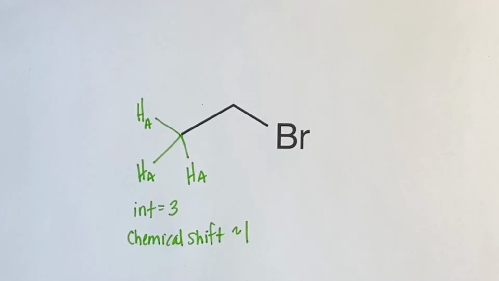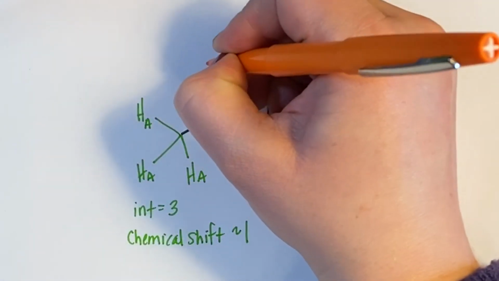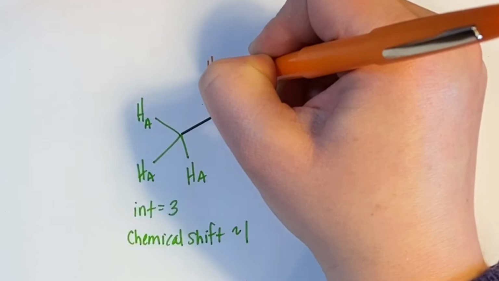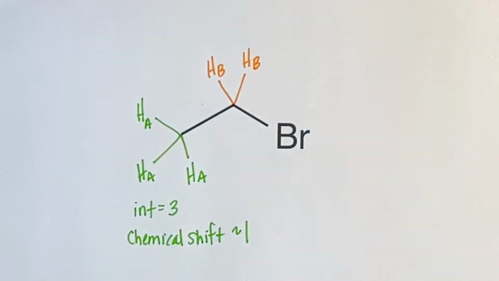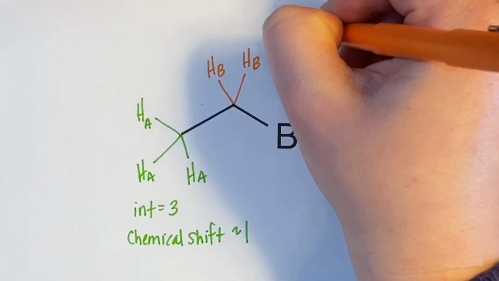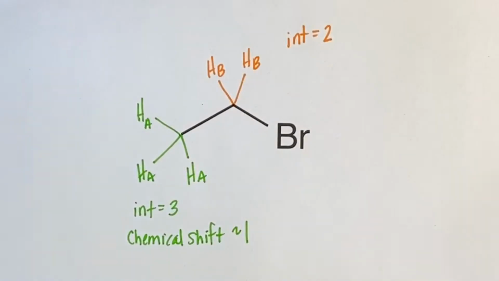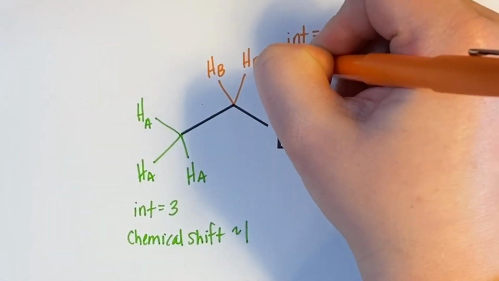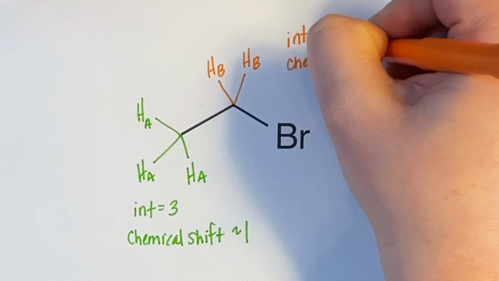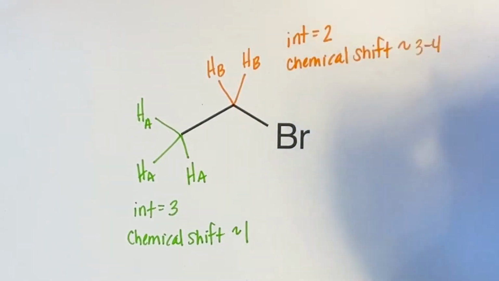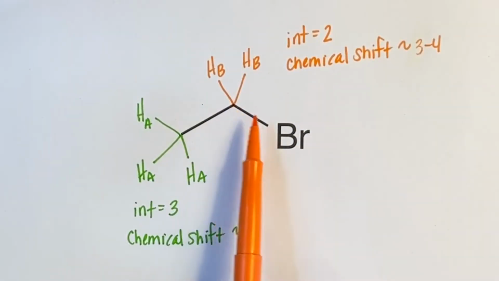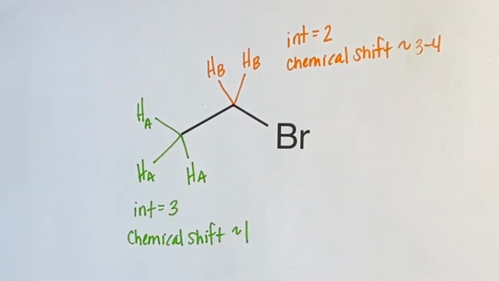My second type of proton in this structure are the 2 protons here, which I will call HB. And what I already know about the protons HB is that their signal will have an integration of 2, and they will have a chemical shift around 3 or 4 because they are bonded to a carbon that's also bonded to our electronegative bromine. So that's what I already know about HA and HB.